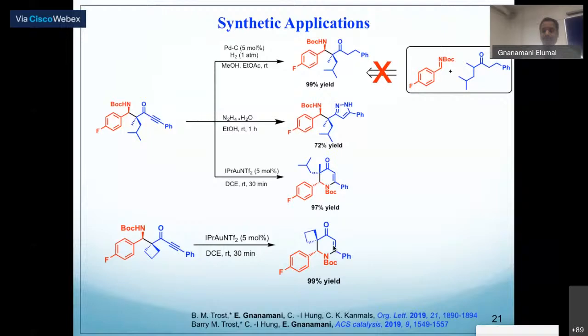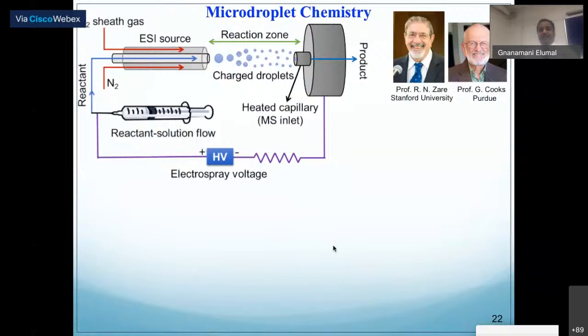Until now, I have discussed chiral molecule synthesis. During my postdoctoral period, I also worked at Stanford with Professor Richard Zare, who works on mass spectroscopy techniques. With him, I did some chemistry. I worked on organic reactions using a mass spectroscopy technique, which is microdroplet chemistry. Microdroplet chemistry is nothing but the ESI technique, the electrospray ionization technique.